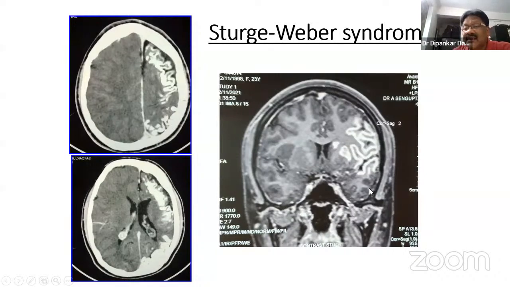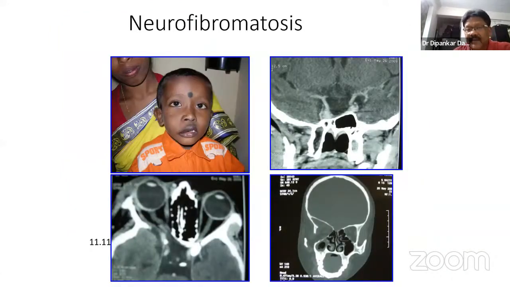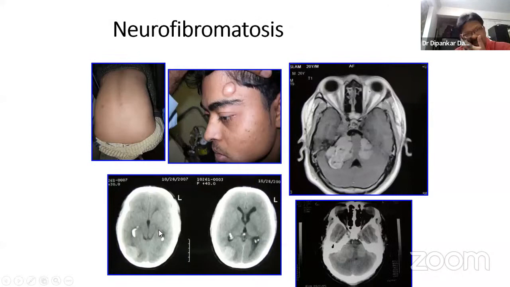you can see gyral enhancement. These are basically due to the capillary angiomatosis over the cortical surface, which gives rise to this type of enhancement. In the CT scan, you can see classically a railroad or tram-track-like calcification, along with hemiatrophy. So this is a patient with neurofibromatosis, where there is sphenoid wing dysplasia here, and some protrusion of the eyeball, proptosis. So these are the things in neurofibromatosis.